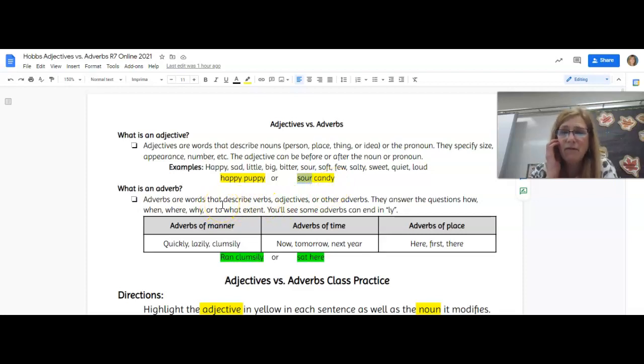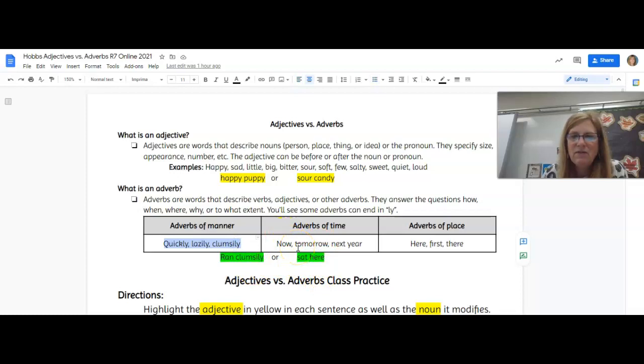The other term is an adverb. So I always think, an adverb is the word that describes the verb. So they are words that describe verbs, adjectives, or other adverbs. They answer the questions how, when, where, why, or to what extent. A lot of times adverbs are going to end in the letters ly. Not always, but a lot of times. That doesn't mean that every word that ends in ly is an adverb, but you're going to see that very, very often. So some of those examples are quickly, lazily, clumsily, like how do you do things?